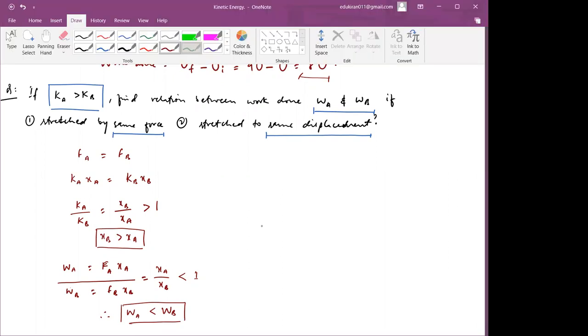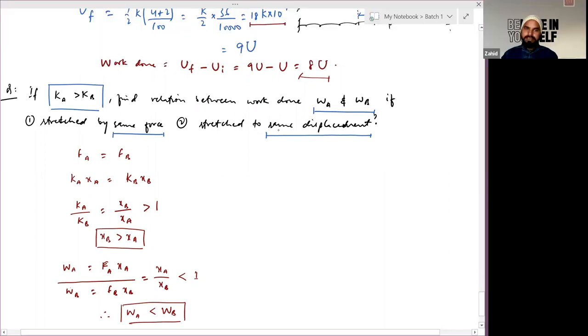Similarly, we do the same for the next case, if the springs are stretched by the same displacement, which means Xa is equal to Xb. Force in A is equal to Ka times Xa, and force in B is equal to Kb times Xb. As displacement in these two terms is equal and Ka is greater than Kb, force in A should be greater than force in B.